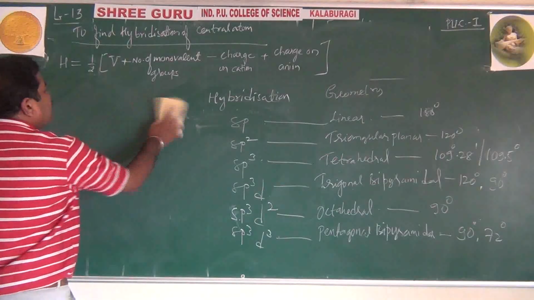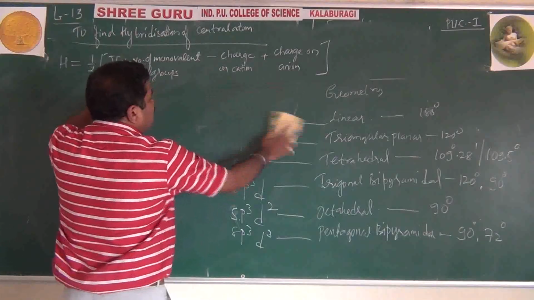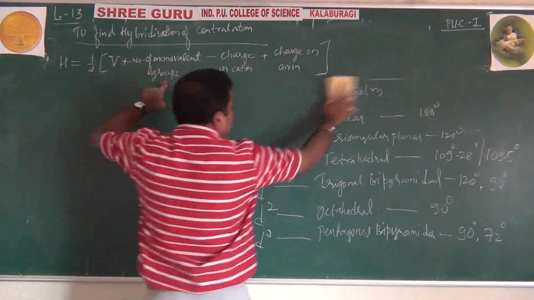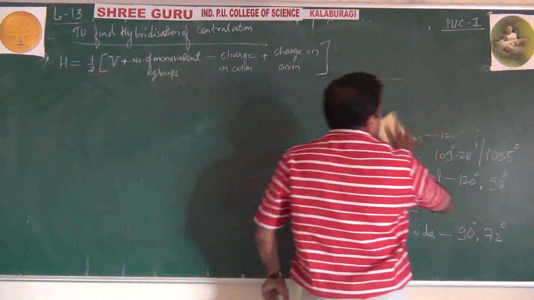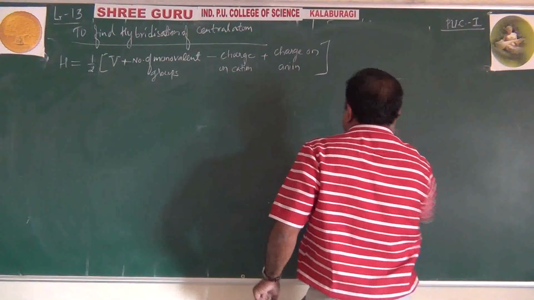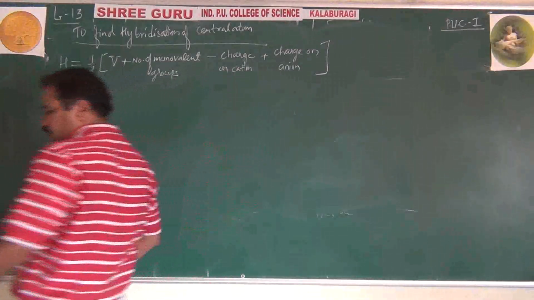How to use this? See, the number of monovalent groups. It may be a monovalent cation or monovalent anion, but not divalent, trivalent or tetravalent. Okay. Lastly, in the examples I will show you now.